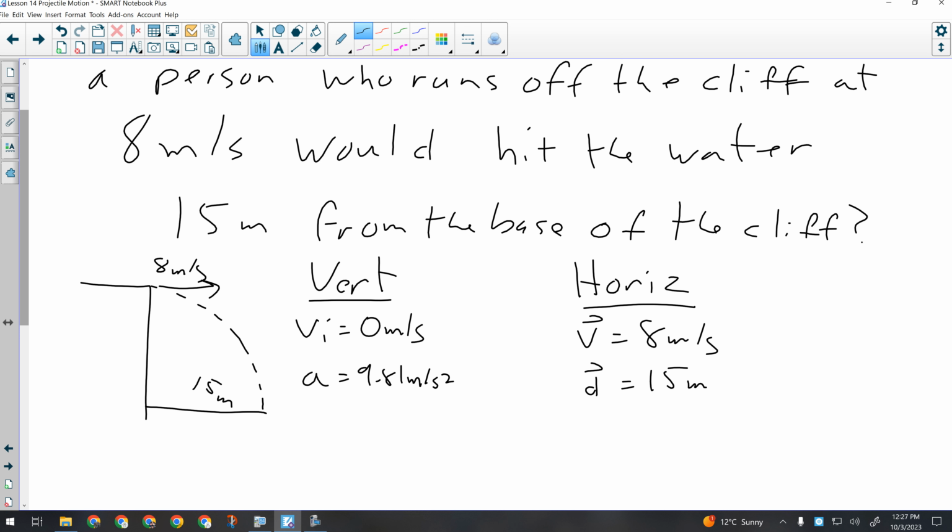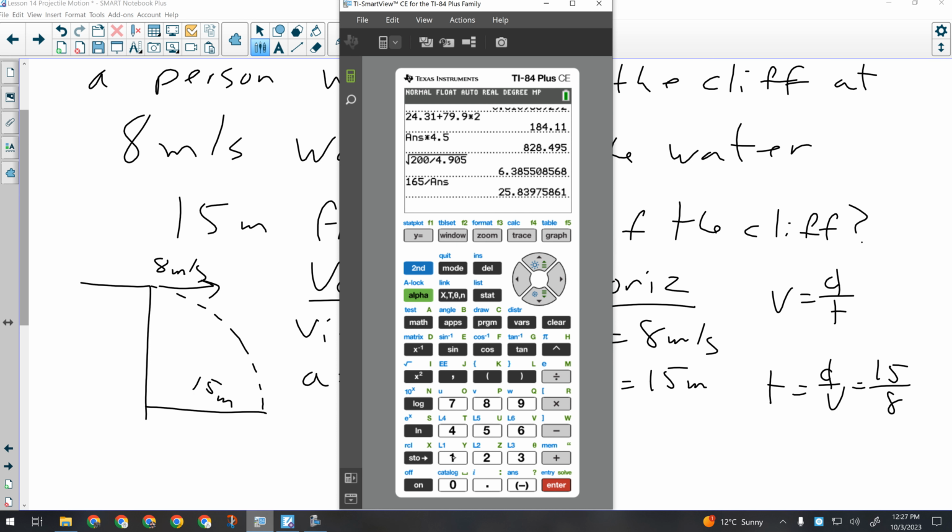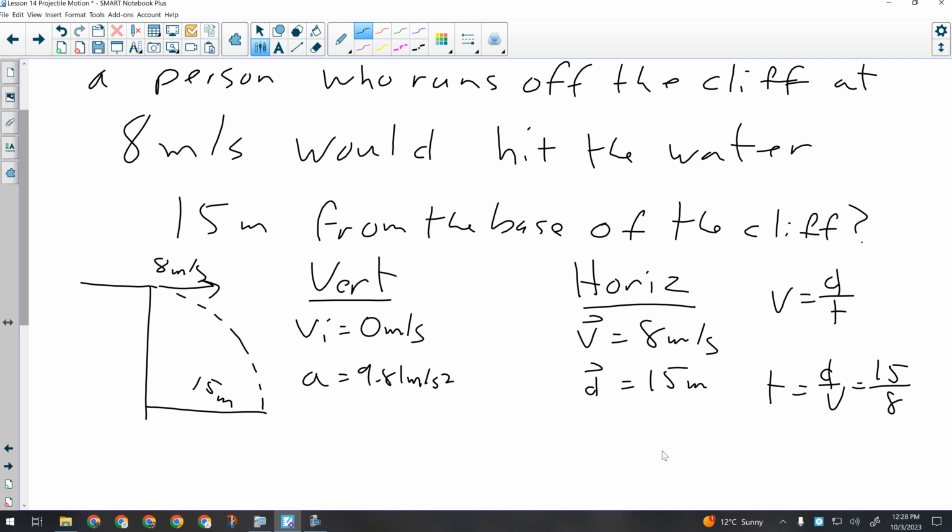What can I calculate with those two numbers? Time. It's traveling at a constant velocity horizontally, so I can go V equals D over T and manipulate for T. So T equals D over V, 15 over 8. That's going to give us 1.875 seconds, which can then be brought over to my vertical information, 1.875 seconds.